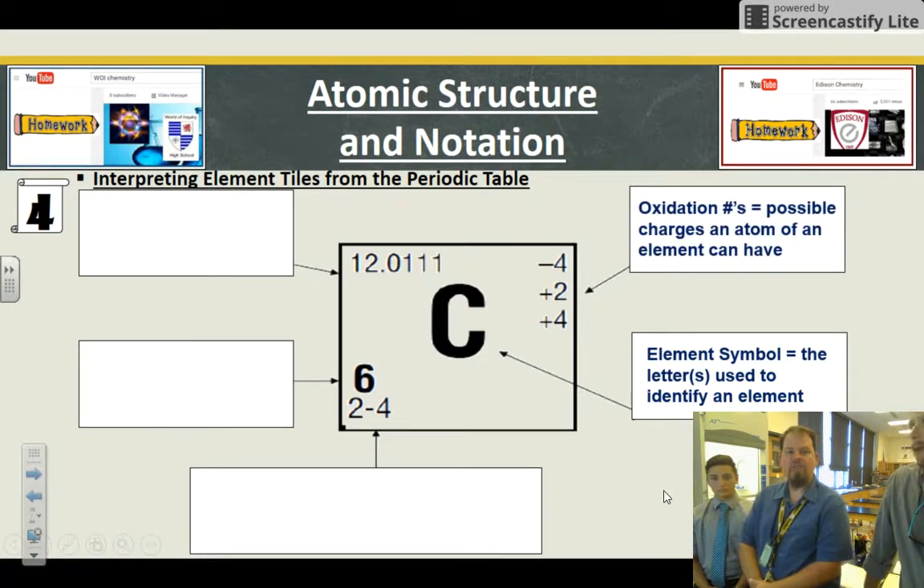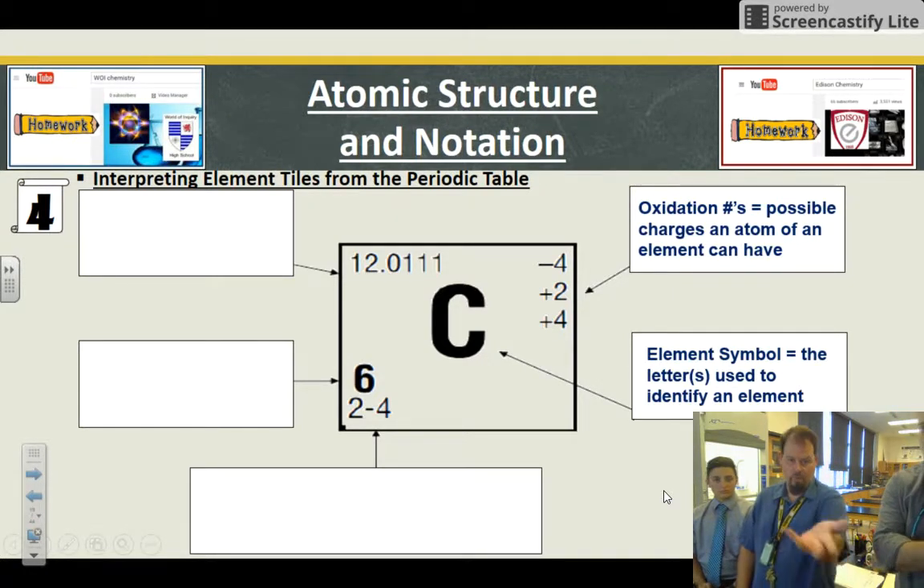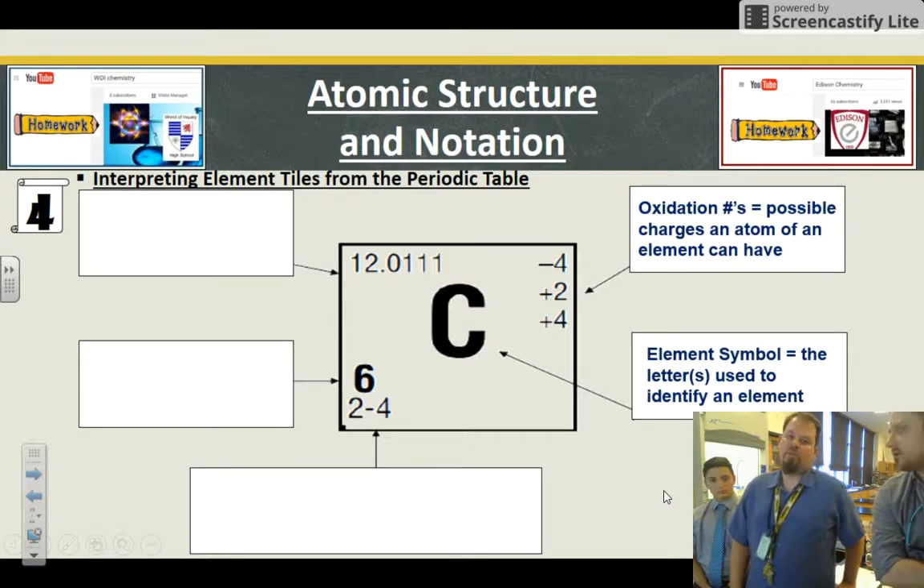And then this list on the top right, I'm going to let you know what it is right now, and then we're going to ignore it for a unit or two. These are just the possible charges this element can have based on it gaining or losing those electrons that you see in that electron configuration. They have preferences.